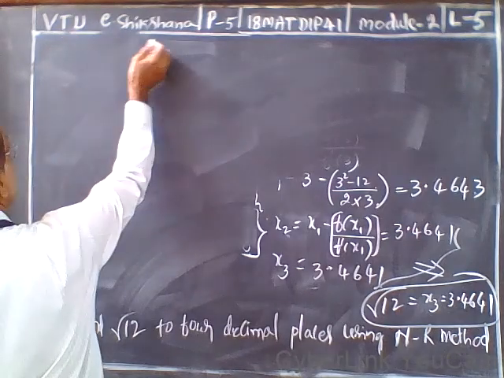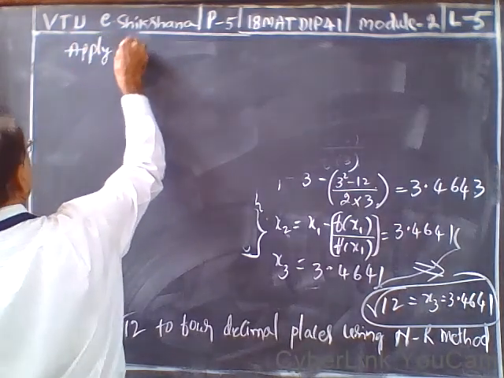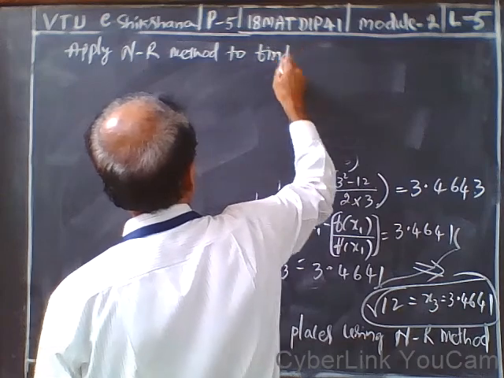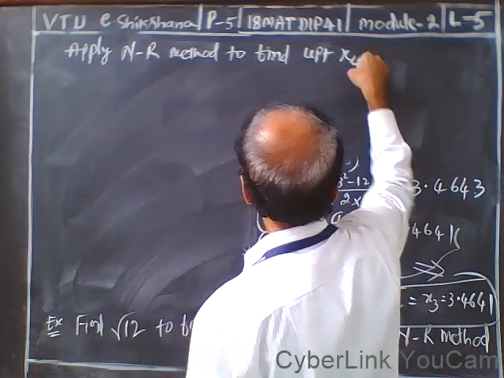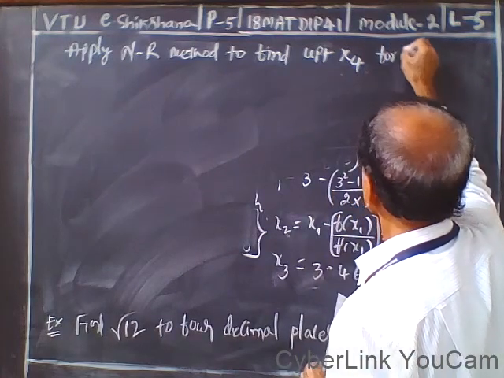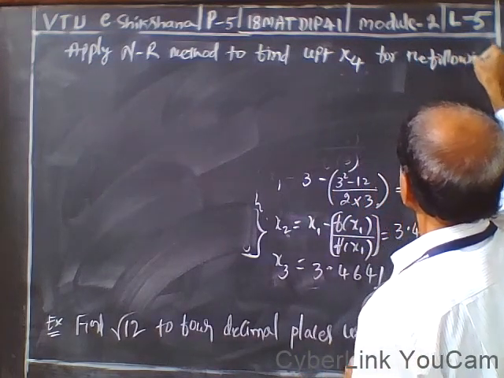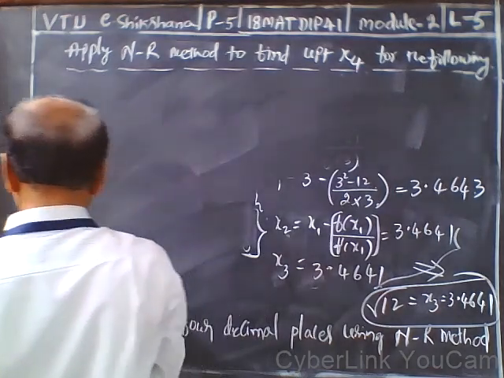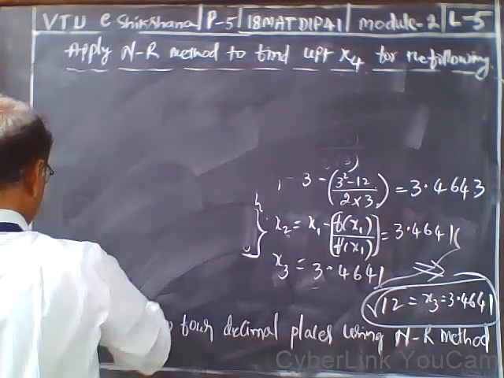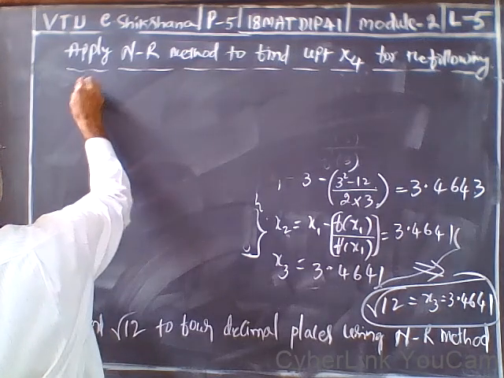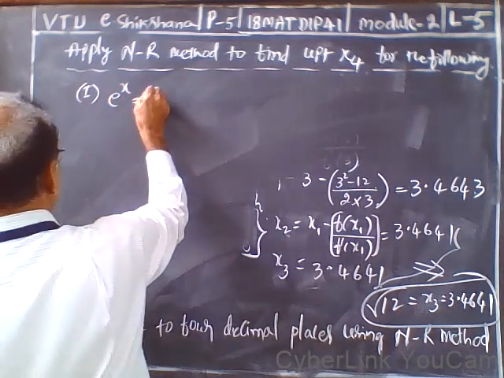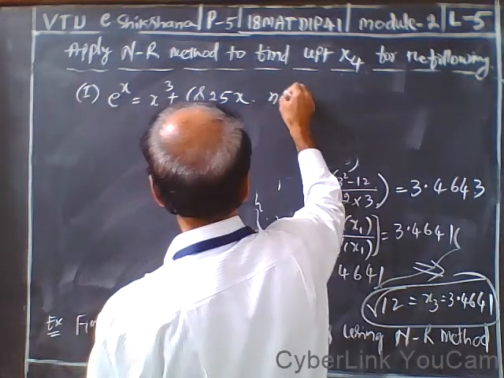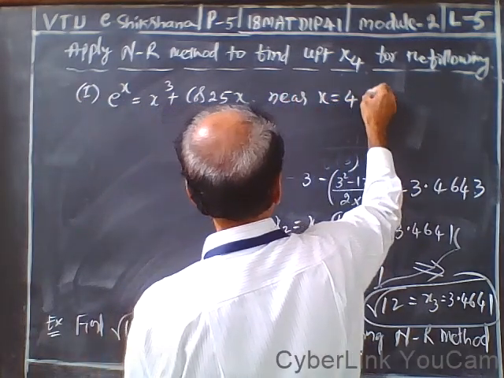I will write the general heading: apply Newton-Raphson method to find, up to x4, the approximation for the following equations. The first equation: e to the power x is equal to x cube plus cos of 25x, near x equal to 4.5.